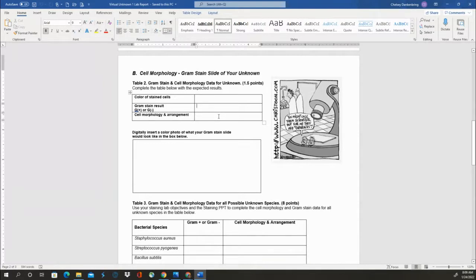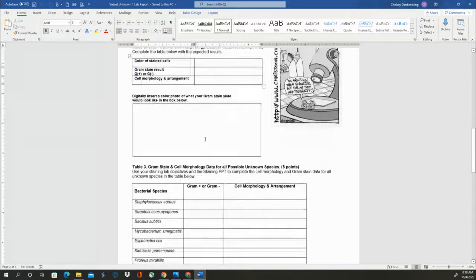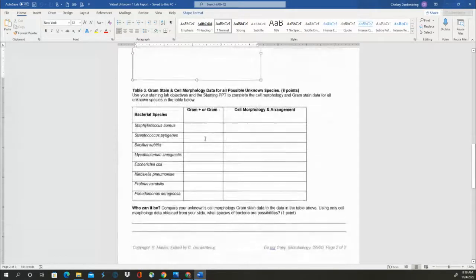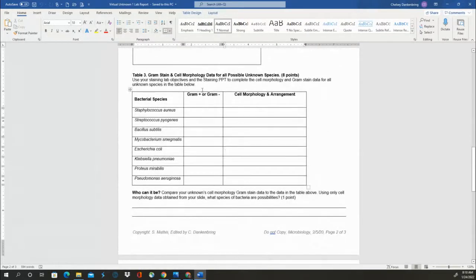Okay, remember, colonies are on agar plates. Cells are what you see under a microscope, because a colony is just a mass of millions and millions of cells stacked on top of each other. So there's different terminology for cells and different terminology for colonies. Again, you'll make sure to include a photo so that I can ensure that you are interpreting your data correctly.